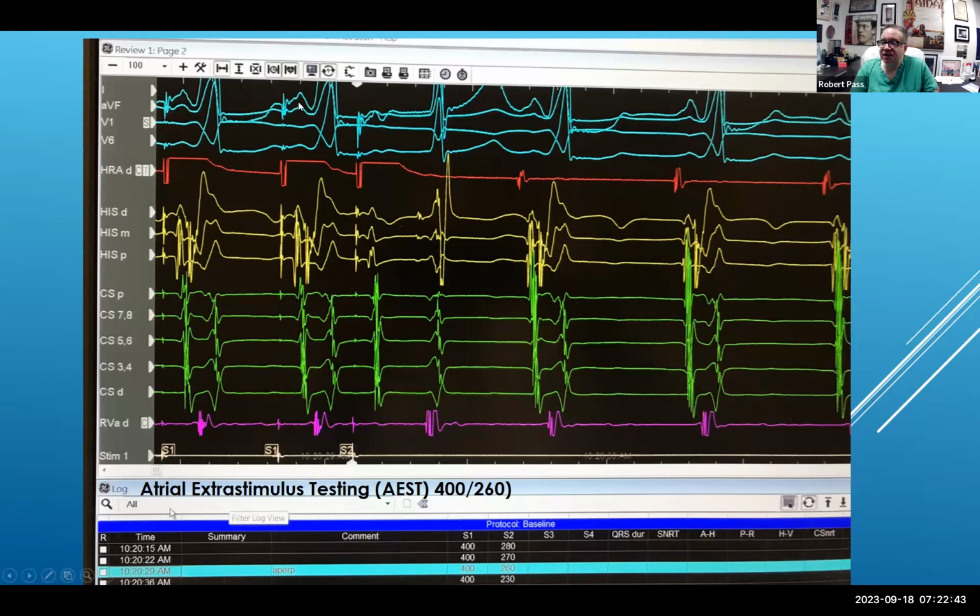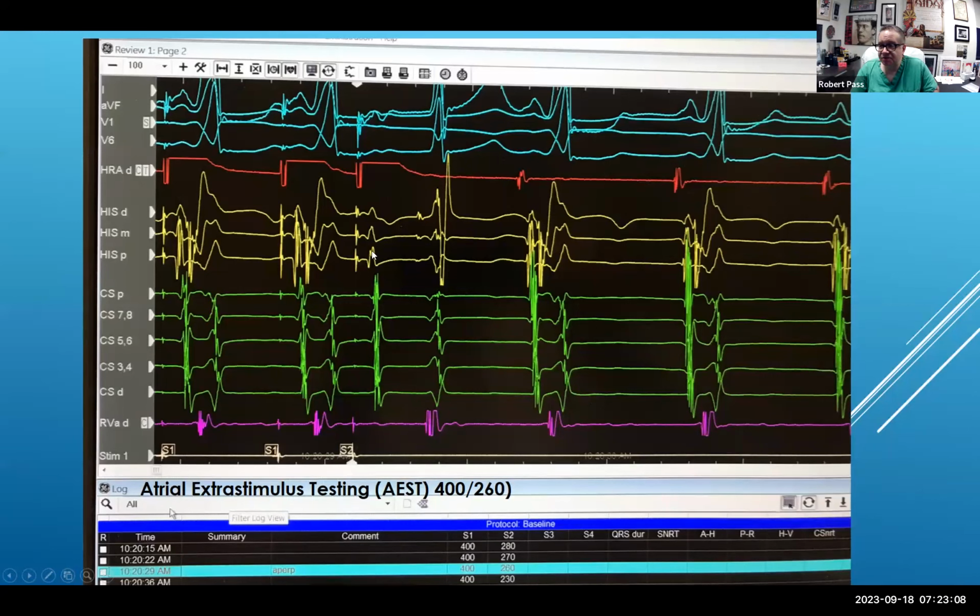Now, when we see that we can block, just so we're all on the same page, the effective refractory period of the pathway is longer than the effective refractory period of the AV node, meaning we can actually do extra stimulus testing and block in the pathway and demonstrate the node. This slide here is a gift to the electrophysiologist.